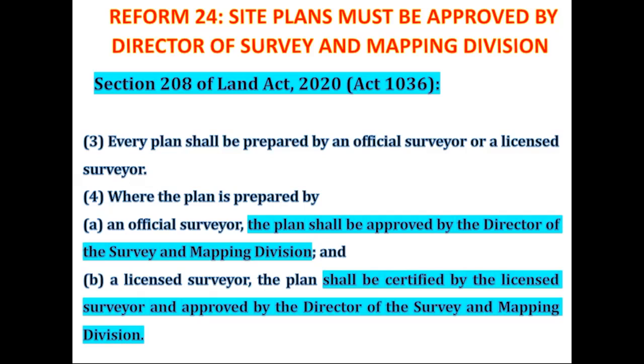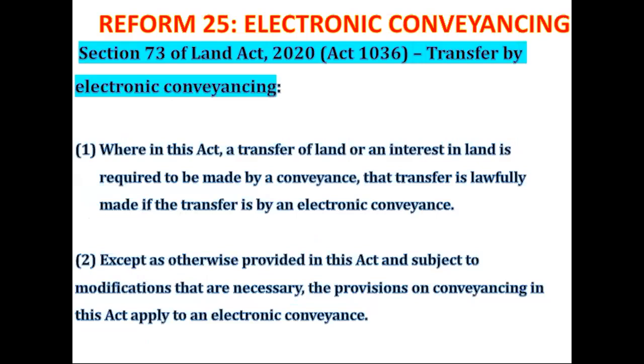Then our final reform we shall discuss for this lecture is reform number 25, which is electronic conveyancing. The Lands Act of 2020, Act 1036, introduced provisions that deal with electronic conveyancing. So right now, there are provisions in the law that allow us to engage in electronic conveyancing. Look at section 73, subsection 1. It says as follows, that where in this Act a transfer of land or an interest in land is required to be made by a conveyance, that transfer is lawfully made if the transfer is by an electronic conveyance.